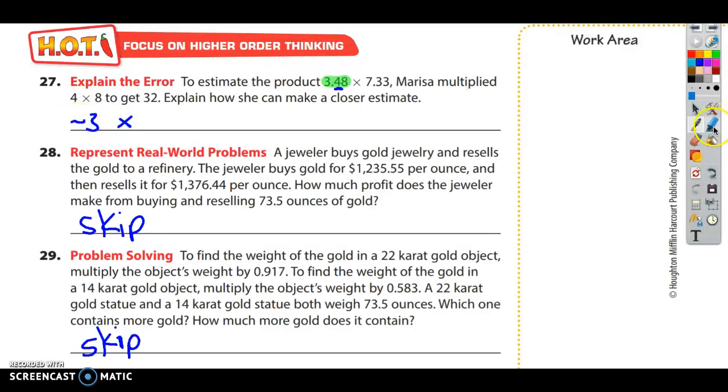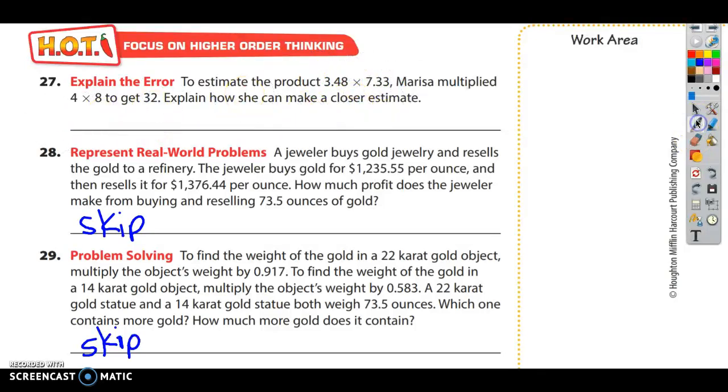Then take a look at this number. Should we have rounded that up to 8? No. 3 rounds down. That should be about 7. About 3 times about 7 is equal to about 21. I just showed my work. Now we're going to put that into words.